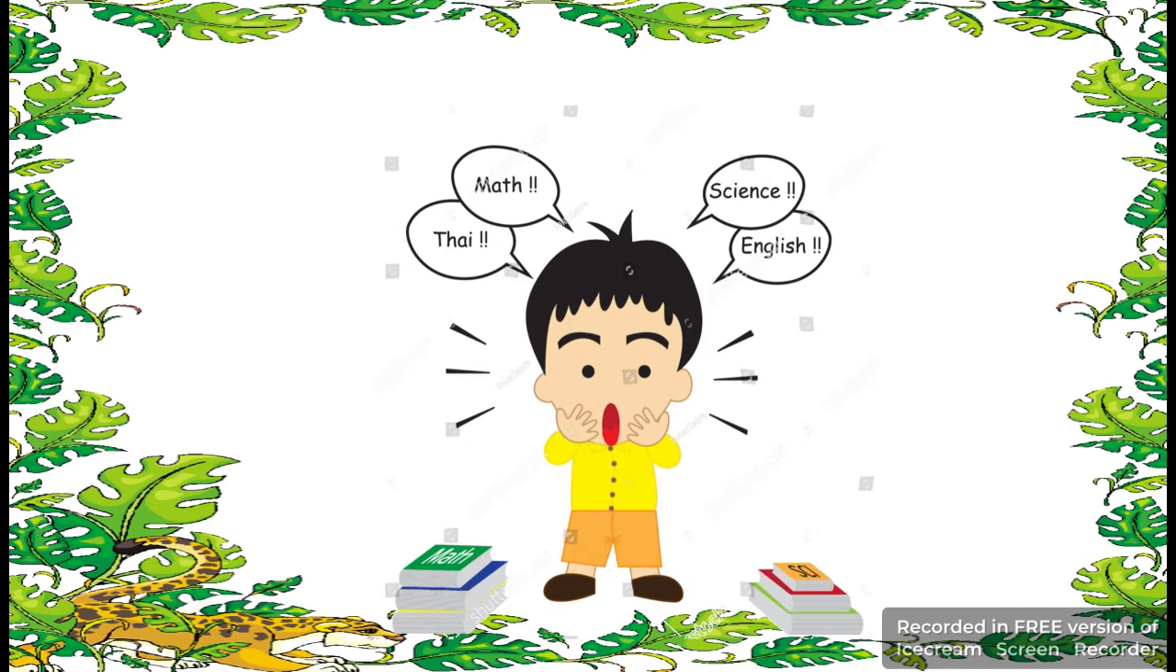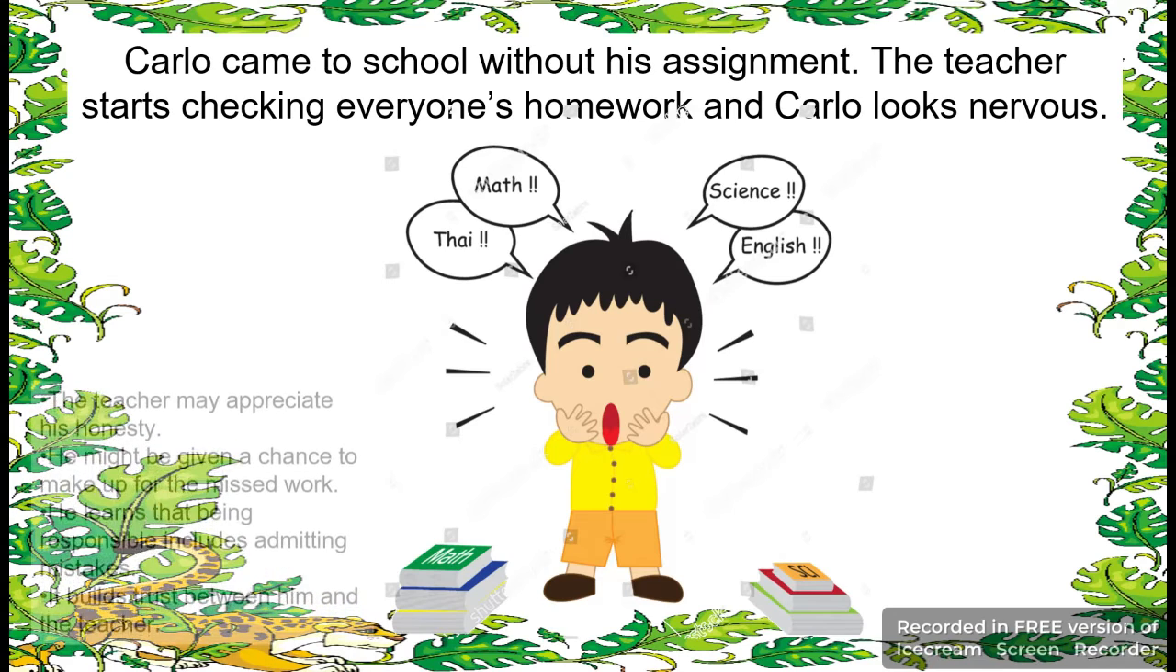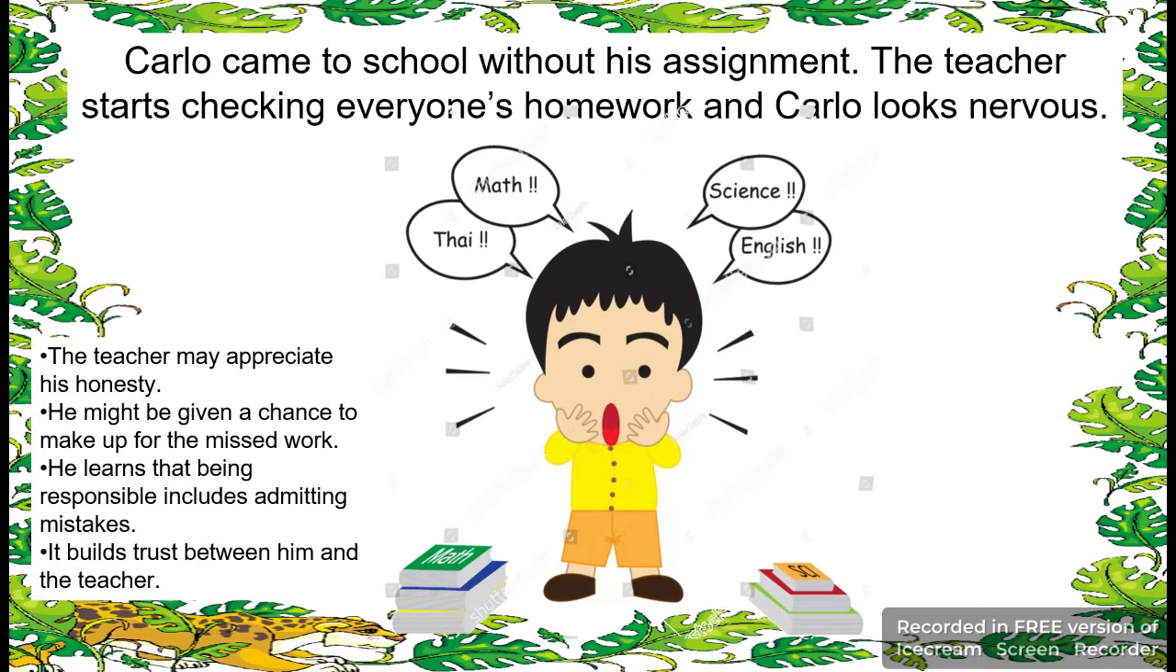Let's predict or answer this activity. Carlo came to school without his assignment. The teacher started checking everyone's homework and Carlo looks nervous. What is the next scenario? In a positive way, the teacher may appreciate his honesty. He might be given a chance to make up for his mistake. He learned that being responsible includes admitting mistakes, and it builds trust between him and the teacher.